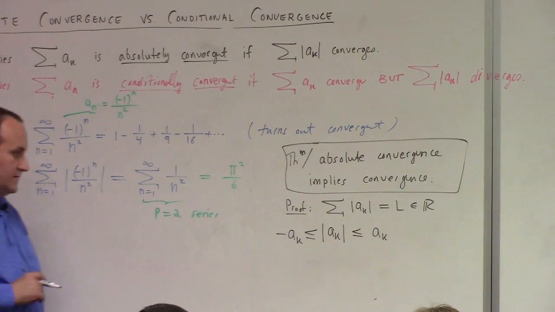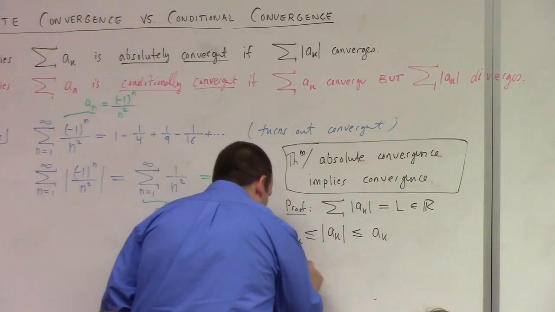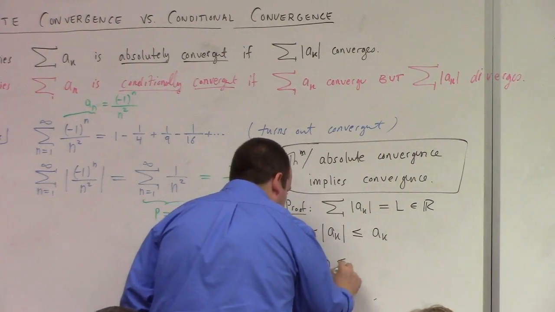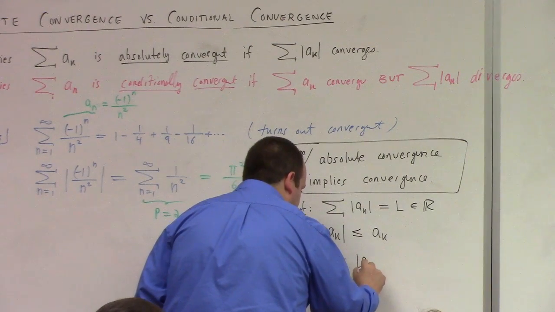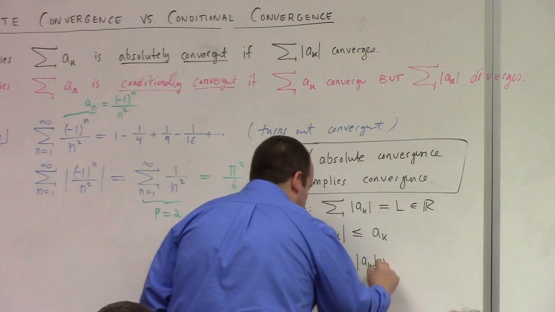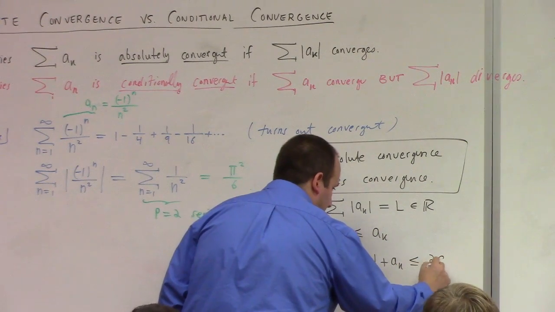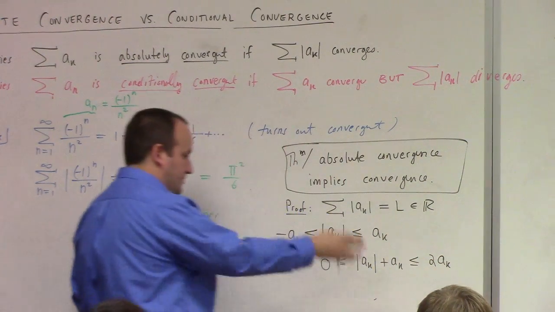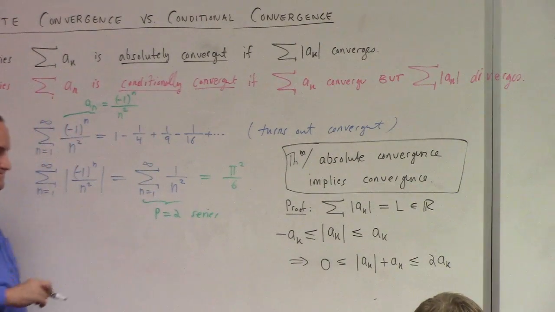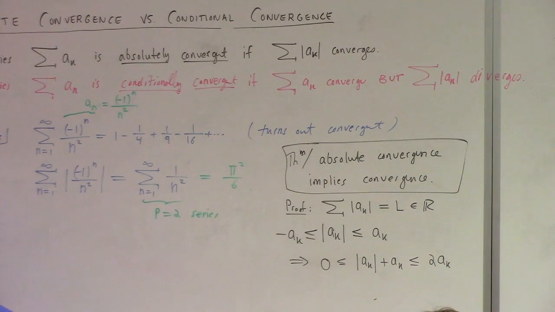So what's that show you? This shows you that 0 is less than or equal to the absolute value of a sub k plus a sub k, which is less than or equal to what? 2 times a sub k. So then what?